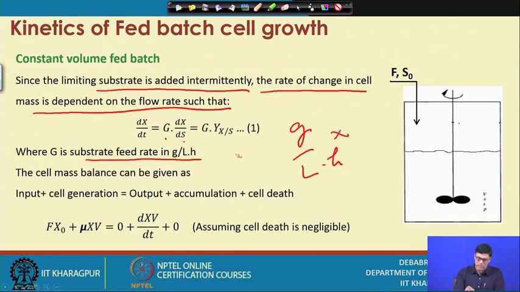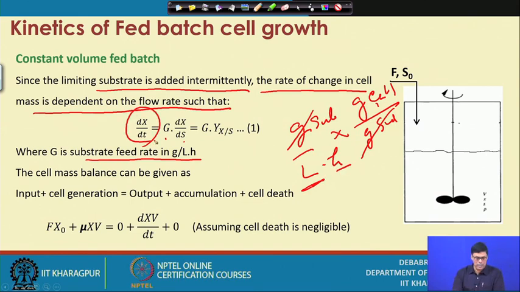Now, what is this yield? This is the gram of substrate. Am I right? So, now what is this yield? This is the gram of cell per gram of substrate. So, this will give you the gram of cell produced per liter per hour. This is what we mentioned, that dX/dt.